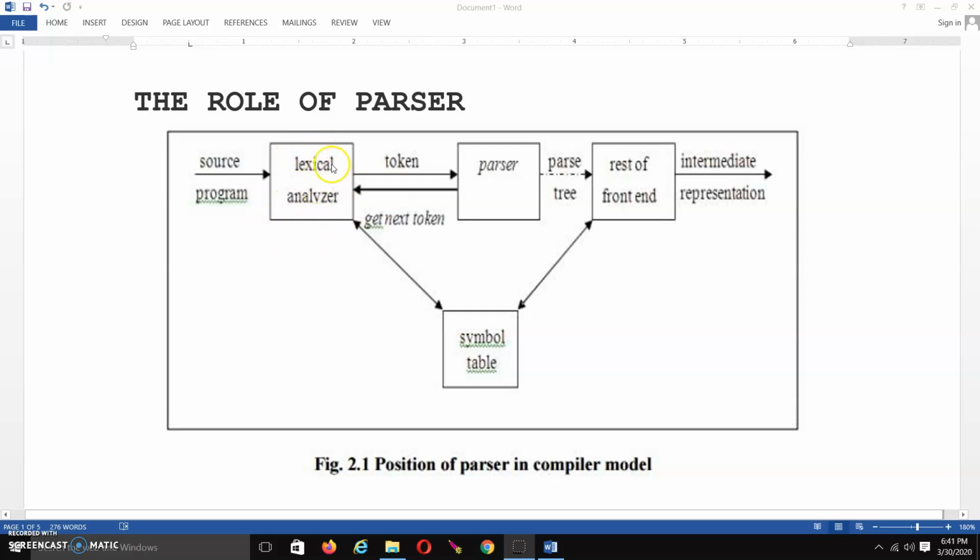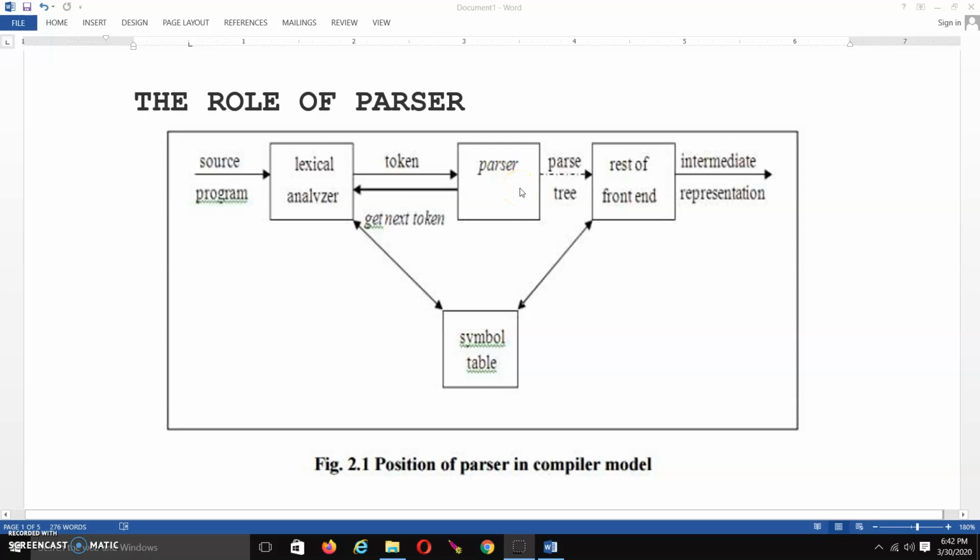The lexical analysis takes input as a high-level language, or source program, and converts this high-level language into tokens. These tokens are given to the parser. Then the parser once again requests the next token by invoking the get next token function. Then the lexical analyzer provides the next tokens to the parser, and the parser will construct a parse tree based on the tokens generated by the lexical analyzer.